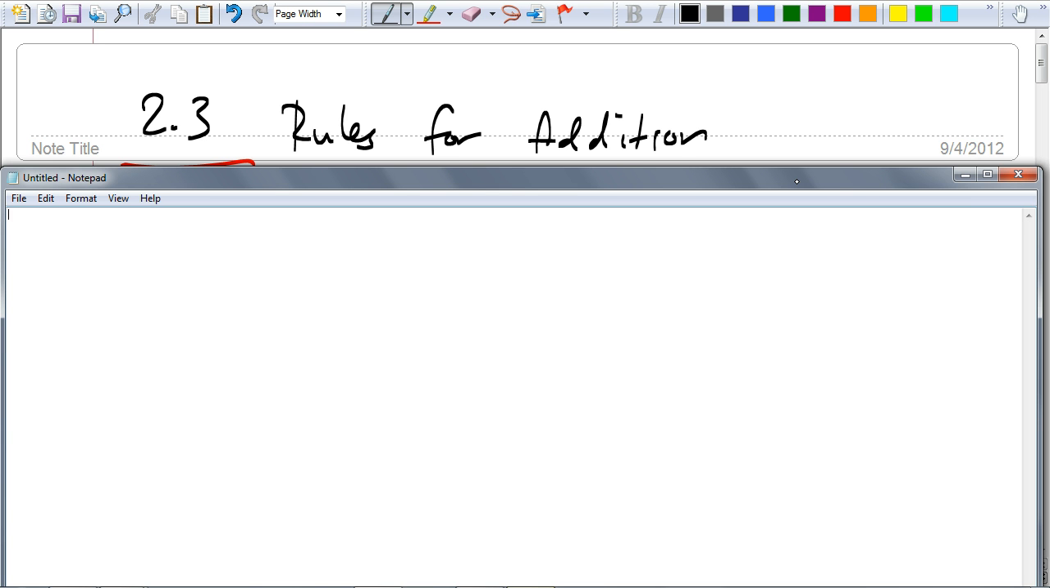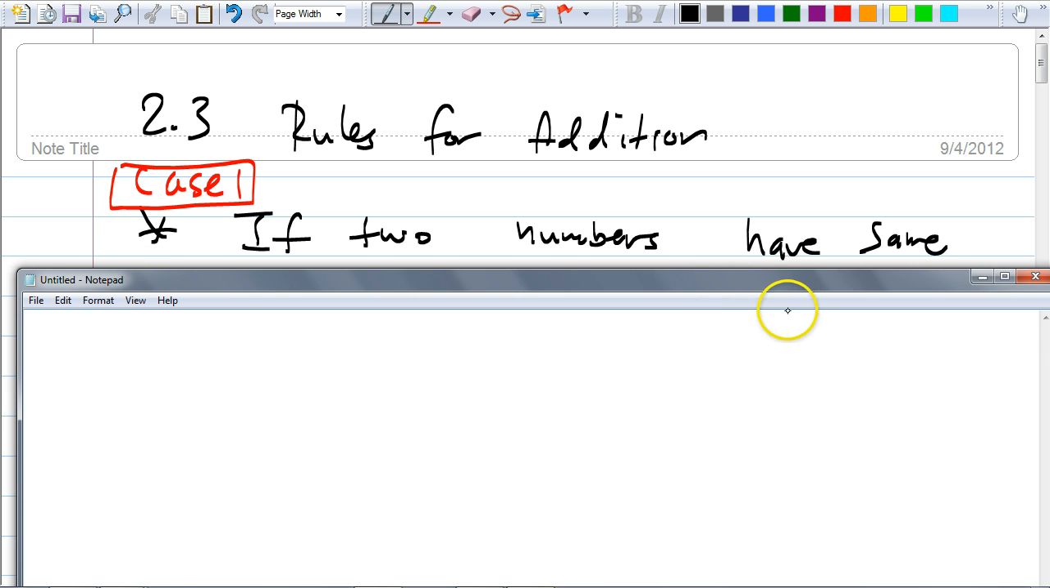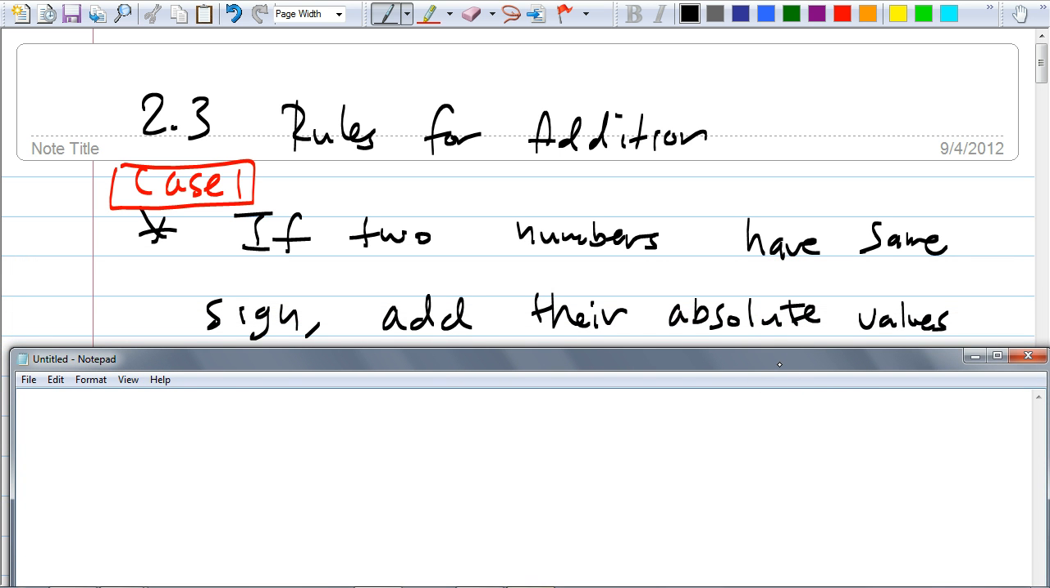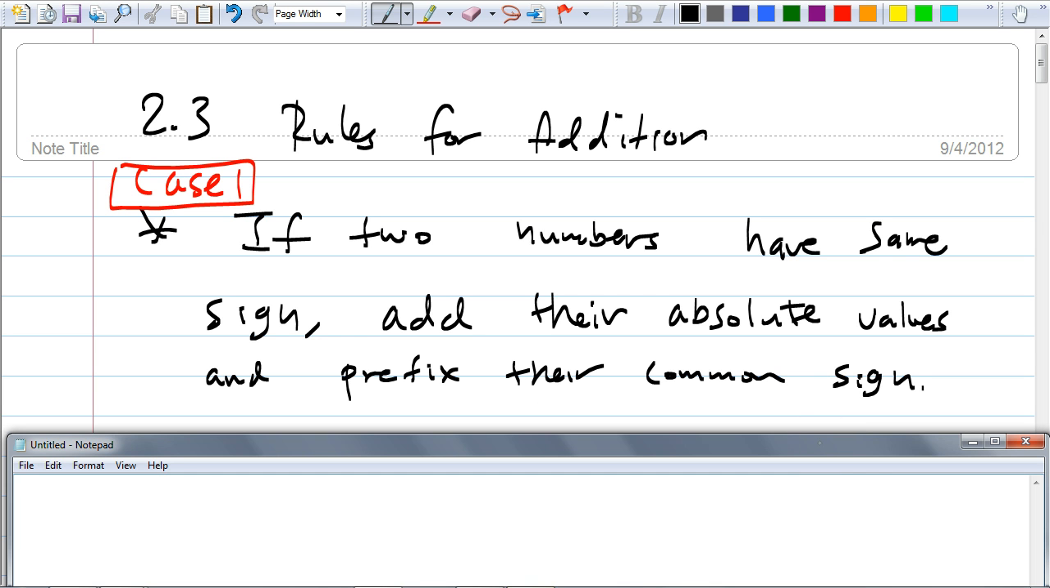Okay, so I mean, you all know how to add numbers together. Let's see if this rule actually makes sense, because in our head we do this automatically. We don't really think about it. But it turns out this is what we do in our head. Let me see if this makes sense to you. Case one: if two numbers have the same sign, what we really do is we add their absolute values and prefix their common sign. Okay. Yeah, you're like, what?